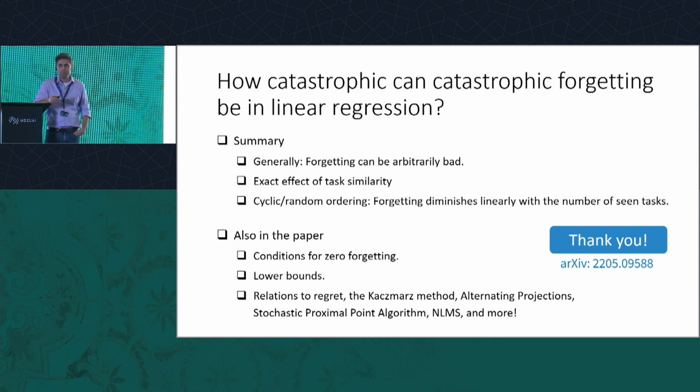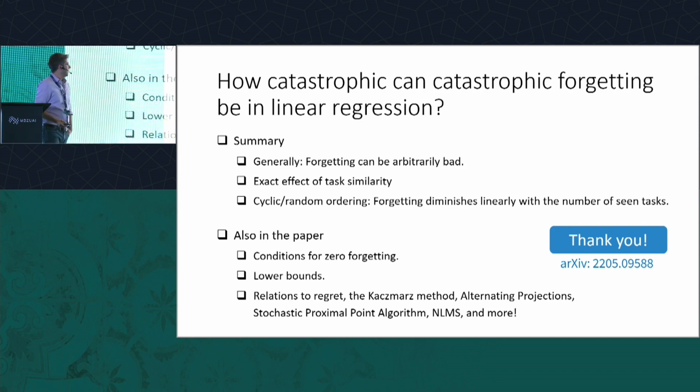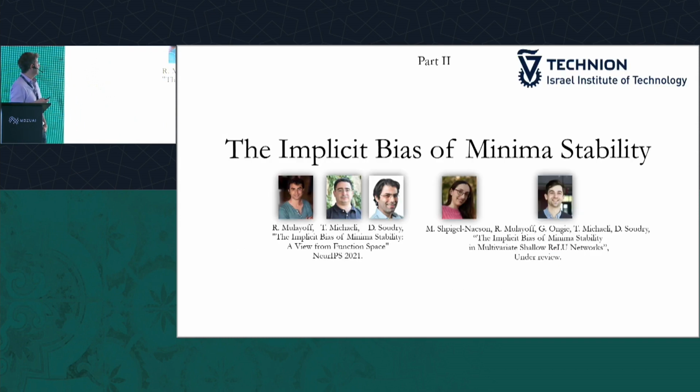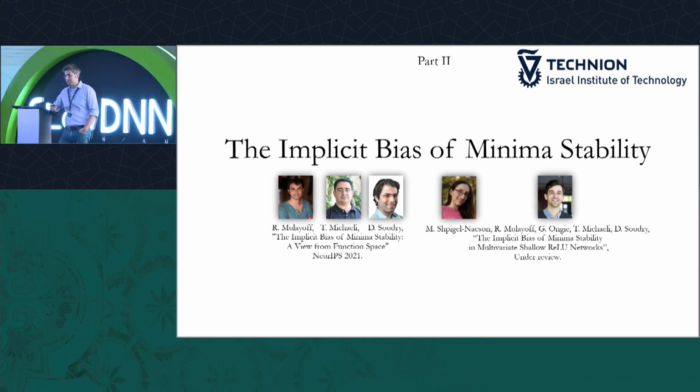Okay, so I'll keep going to the next part. The next part is about the implicit bias of minima stability. This is a joint work with Rotem Ulayev and Tom Michaeli, and this is the first work from NeurIPS. And also there's a continuing work with my student Mor Shpigel Nacson and Greg Ongie, who joined in. It's under review, about the implicit bias of minima stability in multivariate shallow ReLU networks.